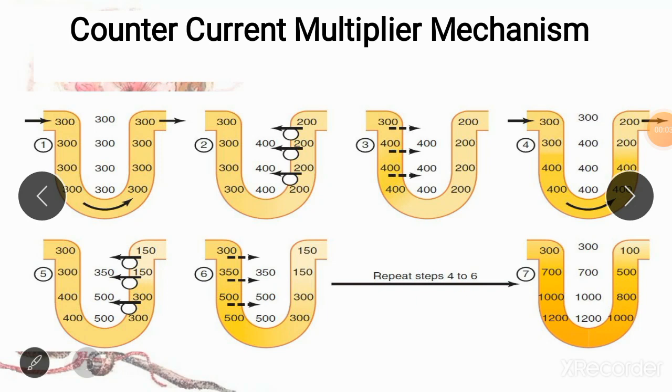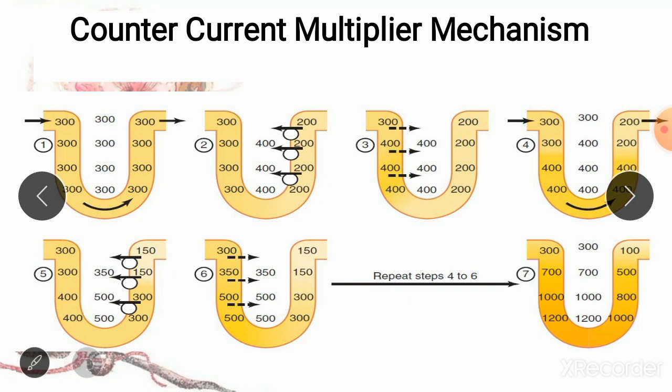Today we are going to continue with the chapter we started yesterday, and this chapter is concerned with the concept of formation of concentrated urine. And yesterday we discussed how the extracellular fluid osmolarity affects the concentration of the urine and osmolarity of the urine, and how dilute urine is formed and how concentrated urine is formed.